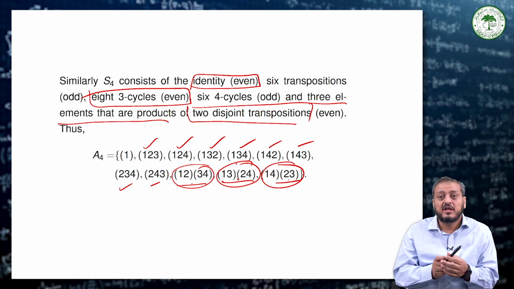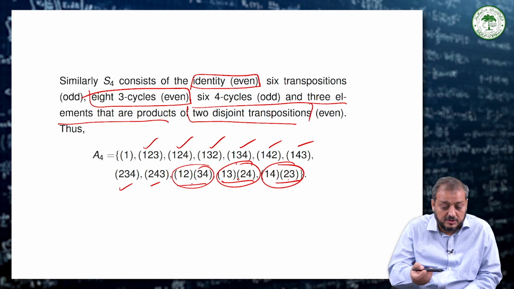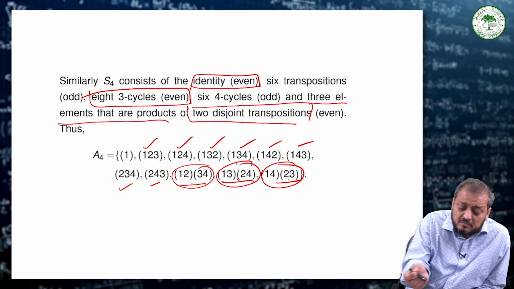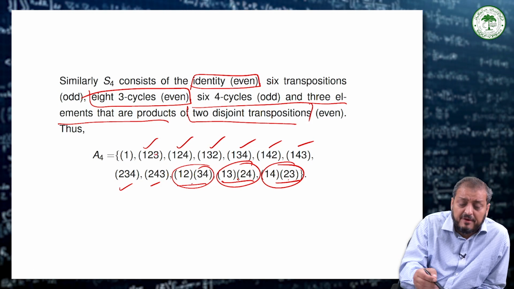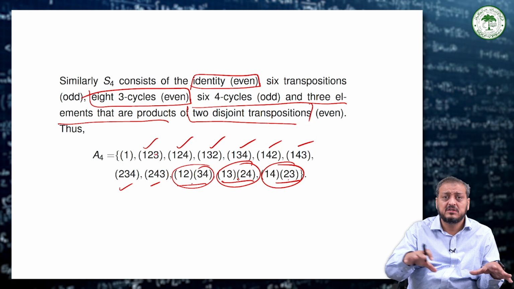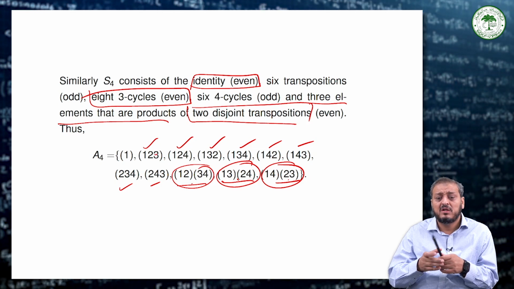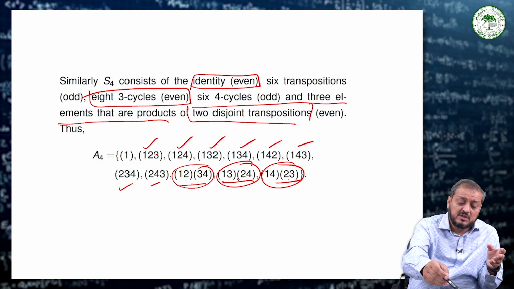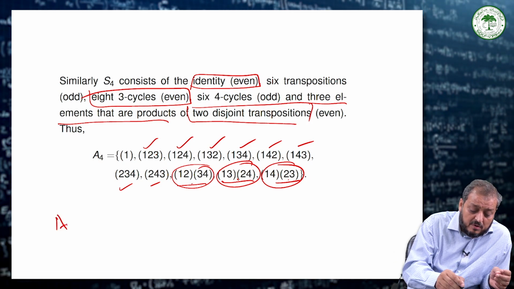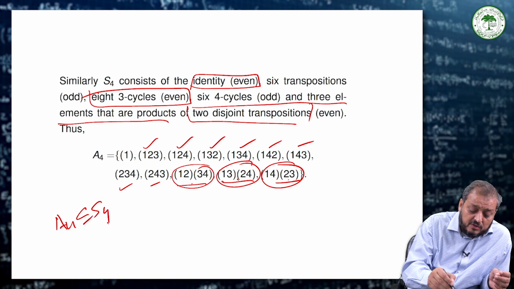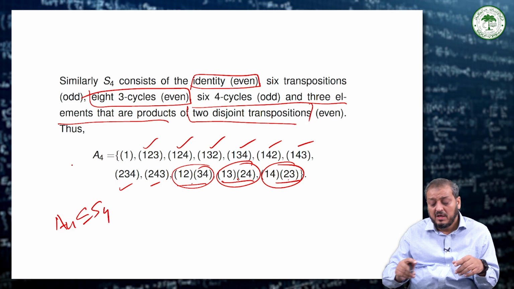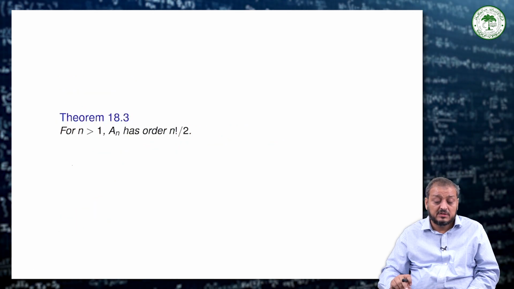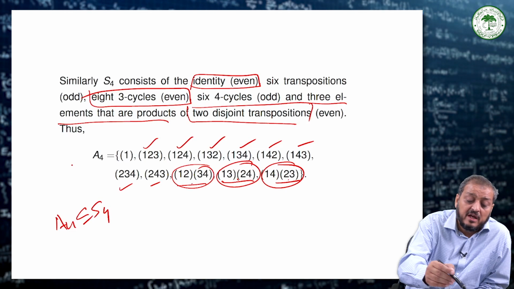In general we can write the transpositions like this. If you want, you can just verify this; we just check all of them. S4 contains the subgroup A4, because A4 is a subset of S4 and it is a subgroup of it.